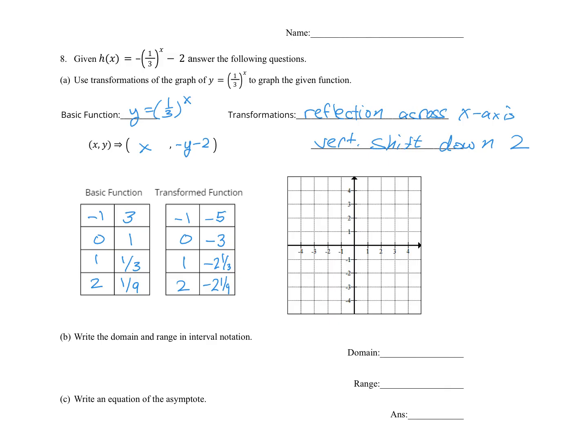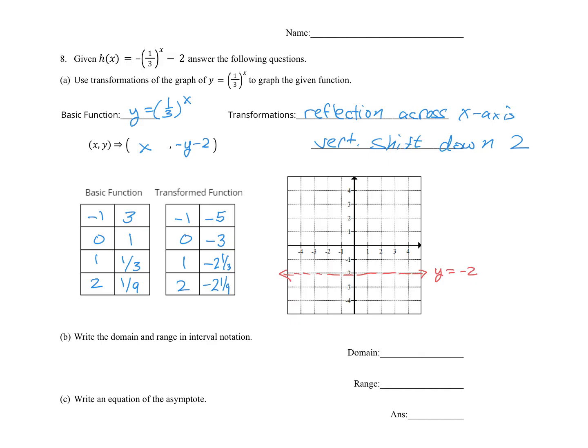Since I'm subtracting 2 from the whole function, I'm shifting it down 2. So that vertical asymptote is moved down 2 places away from 0, and it is at y equals -2. I'm now going to plot my 4 ordered pairs.